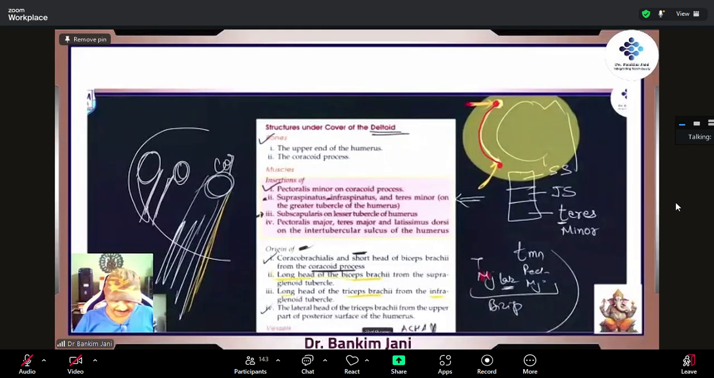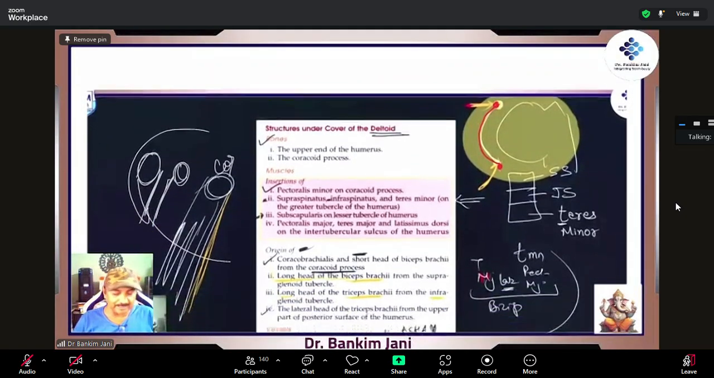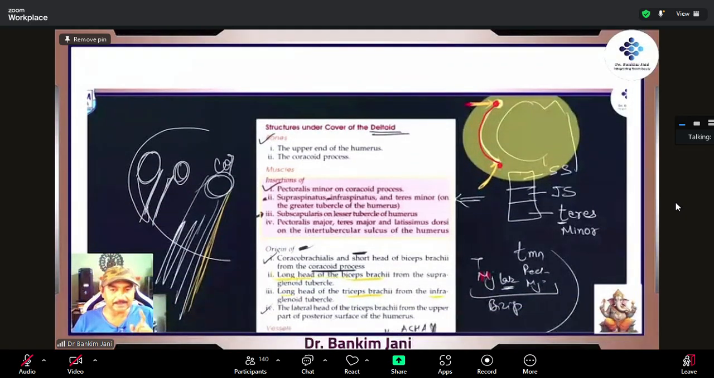And what about the vessels? Both, of course, right? The anterior and posterior circumflex humeral arteries. Why? When they are winding around the neck, they are under the shelter of this deltoid. So they are also covered. So something which looks so complicated, you find that it is very easy.